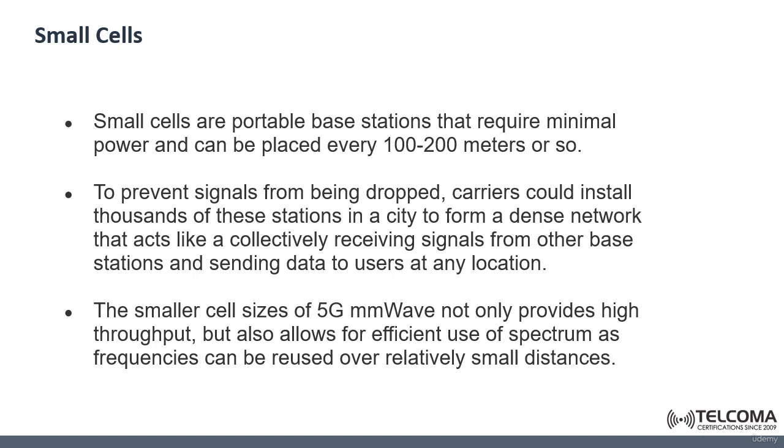So to prevent the signals from being dropped, the operators are installing many of these base stations, or small cells, in a city to form a dense network, and it will act collectively, receiving signals from other base stations and sending data to users at any location. This will improve both the coverage and the capacity of the network. So the large number of small cells will also provide subscribers with improved signal quality for more efficient data transfer. The shorter distance between radio sites will also help to overcome the short signal reach of the higher frequency 5G radio spectrum, because as we mentioned before, millimeter waves can only travel a shorter distance.